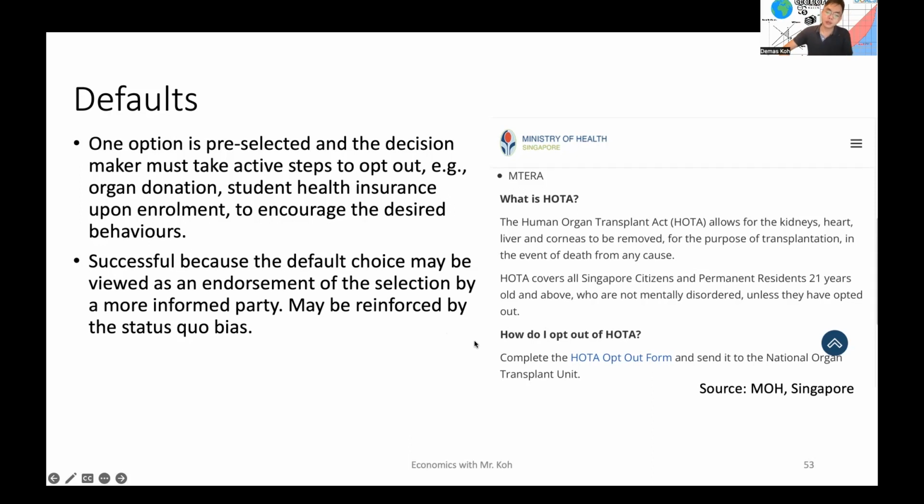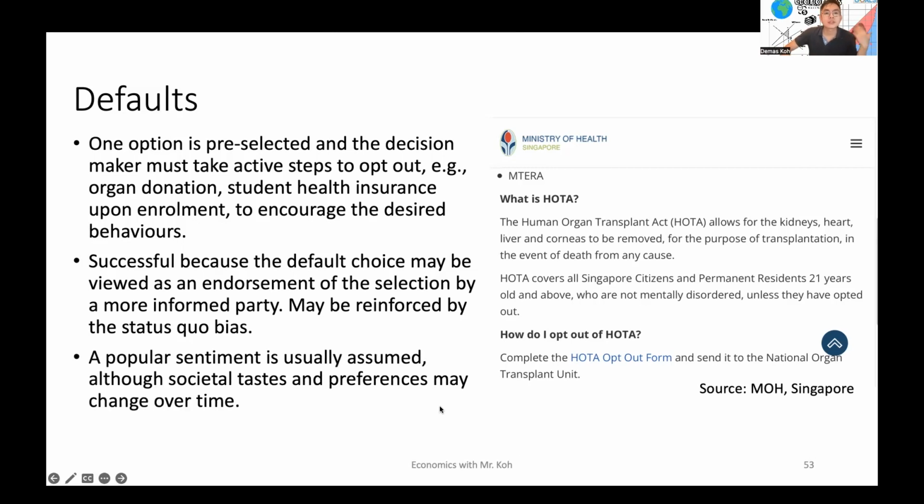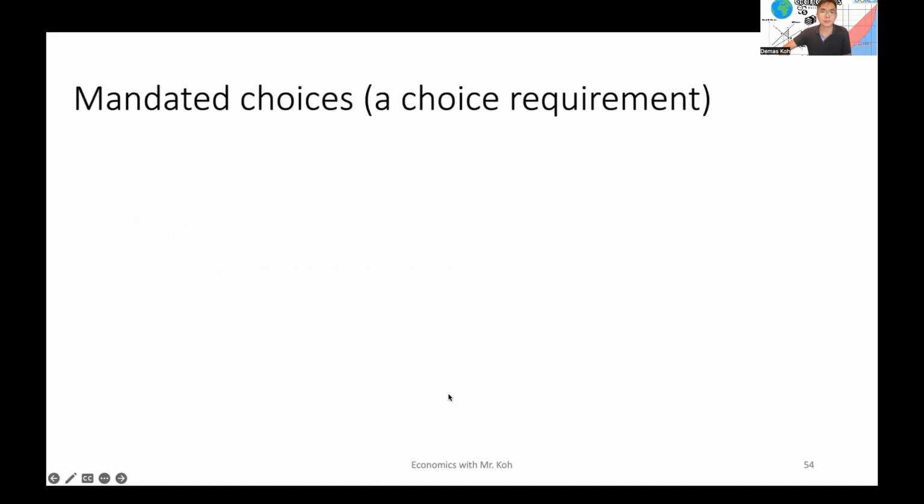So in one of the earlier examples, which I didn't go over in detail, which is improving diet, you could technically in restaurants change the default option from, for example, the side orders of French fries and making the default salads instead. Right. So a popular sentiment is usually assumed, though not necessarily always the case. And of course, societal tastes and preferences are dynamic, they change over time.